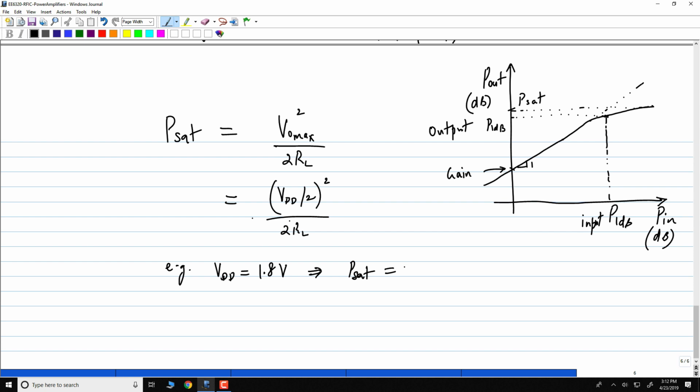How much is that in dBm? Roughly 9 dBm. 10 milliwatts is 10 dBm, right? Around 9 dBm. Remember, a lot of these numbers are quoted in dBm instead of milliwatts. Any questions so far?